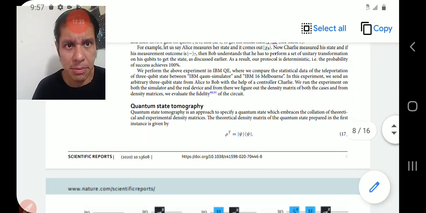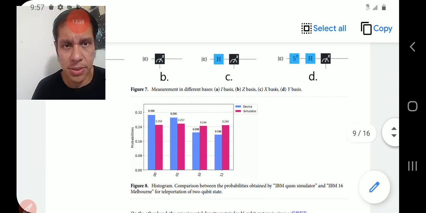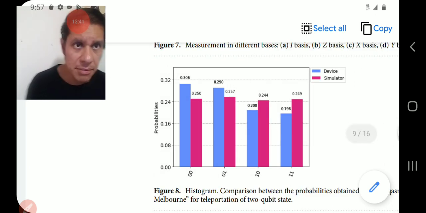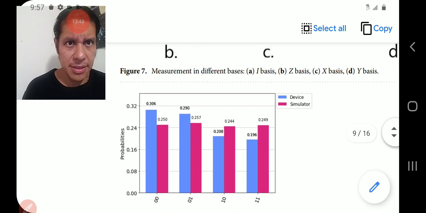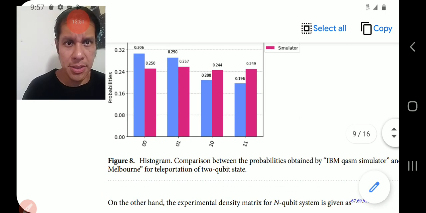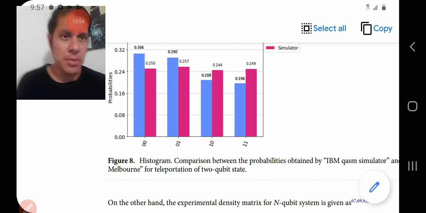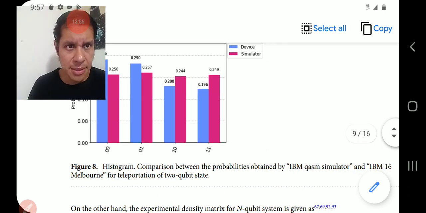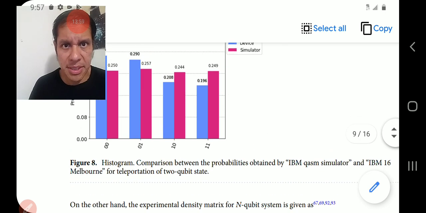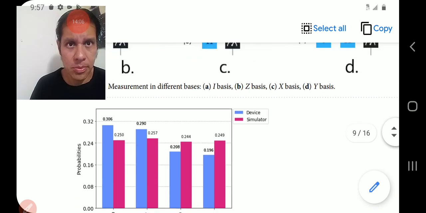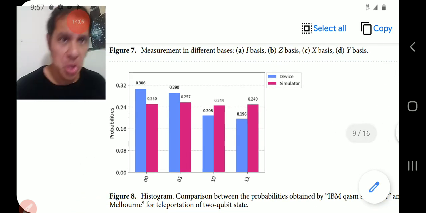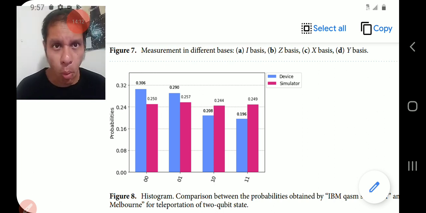And the reason I bring this paper, okay, there are the results. So yeah, they compare the two devices, the simulator and I guess the other device. I see. It says here, histogram comparison between the probabilities obtained by the IBM QASM simulator and the IBM 16 Melbourne for teleportation of 2 qubit state. I see. So this is a way of comparing how good it is actually at teleporting.